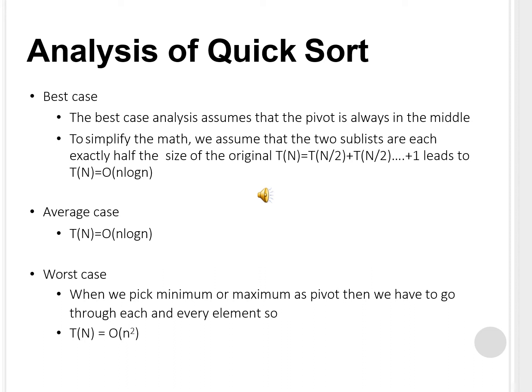In the worst case, when we pick the minimum or maximum as the pivot, we have to go through each and every element. So T(n) is equal to big O of n squared.